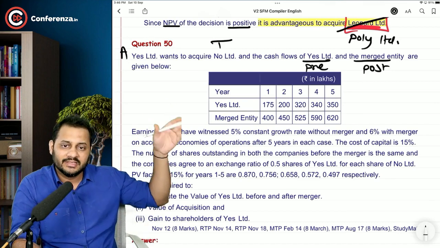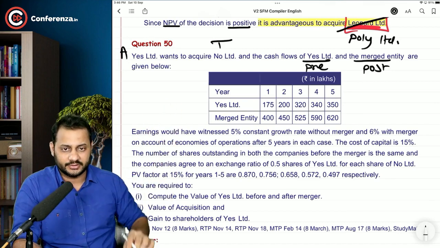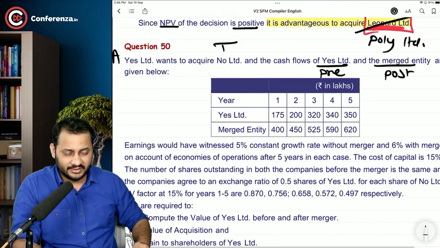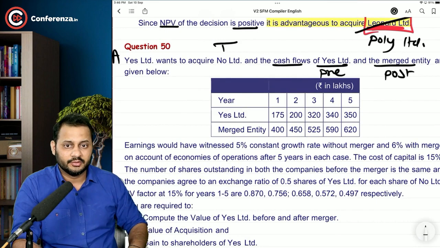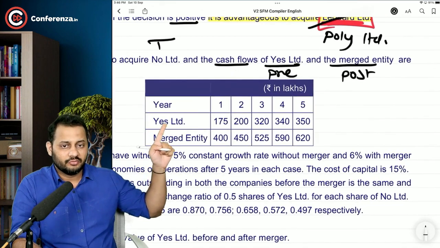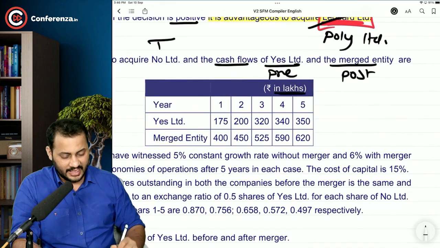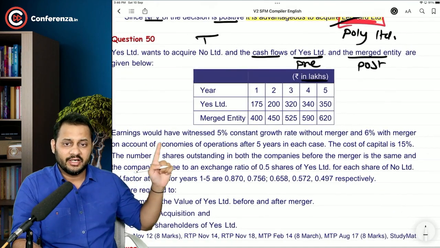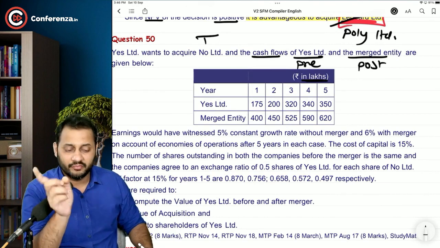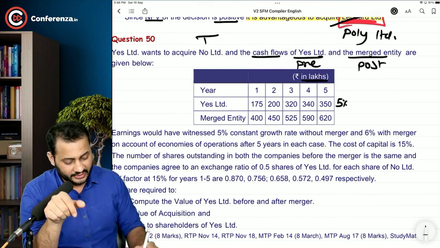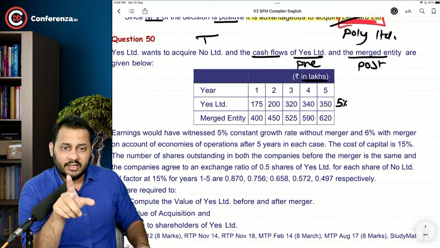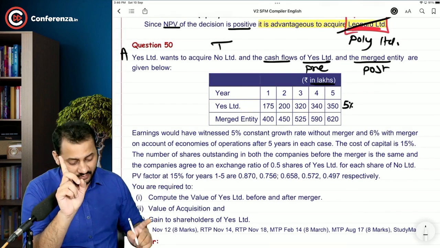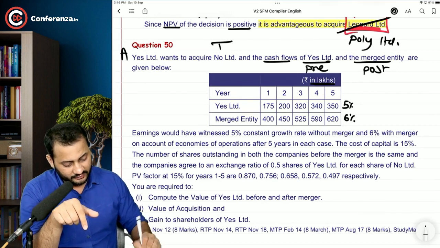So both the companies are Yes Limited, pre-merger, post-merger. For the next 5 years, the cash flows are given to you. And see, understand, this is cash flows, not profit. Yes Limited, for the 5 years, this is in lakhs, and the merged entities. Earnings would have witnessed 5% constant growth rate without merger. So the growth here is 5% and 6% with merger on account of economies of operation after 5 years. So here the growth rate will be 6%.